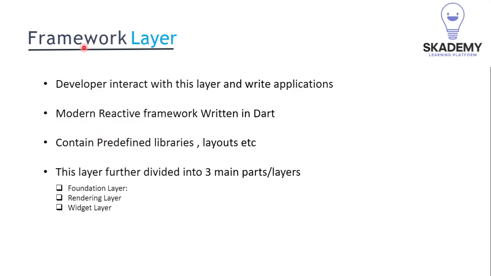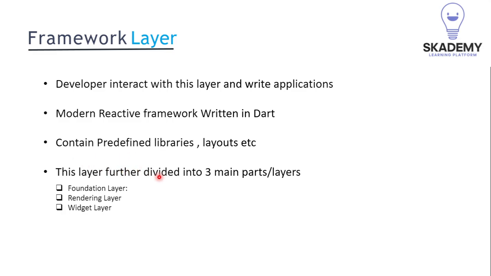Now the third layer is the framework layer. Developers interact with this layer and write applications, as we know that developers work on the framework layer. This is a modern reactive framework written in Dart. The framework layer contains predefined libraries and layouts. Predefined libraries, for example, are the Cupertino libraries and Material libraries.